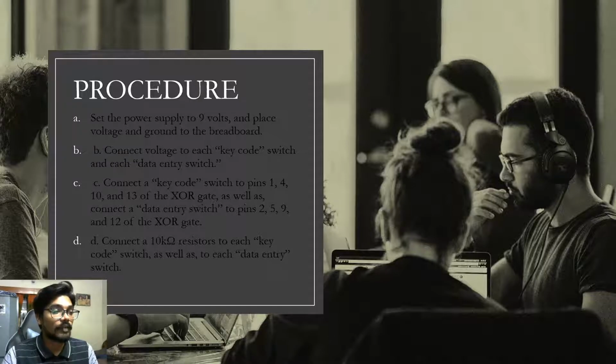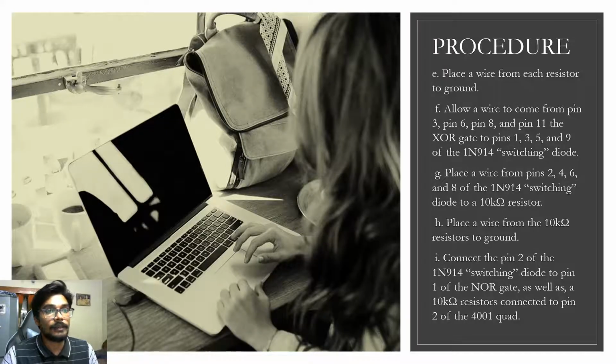So pins 2, 5, 9 and 12 are the XOR gate. If we connect the 10 kilo ohm resistor to the key code switch as well as to the data entry switch, then place the wire or resistor to the ground, allowing a wire to come from pins 3, 6, 8 and 11, or in the case of the XOR gate, pins 1, 3, 5 and 9 of the 1N914 switching diode.